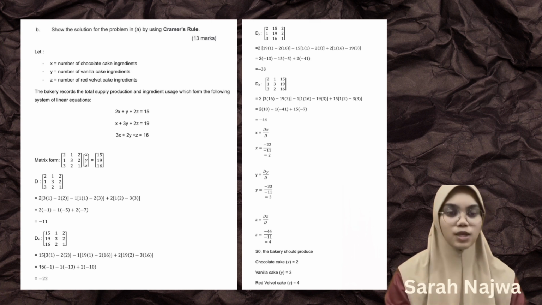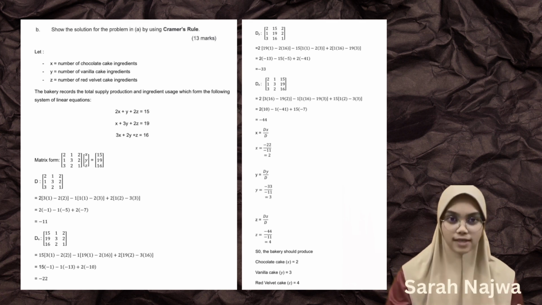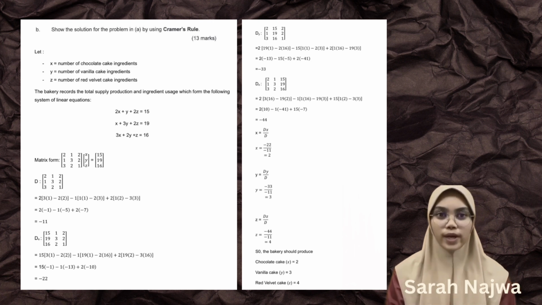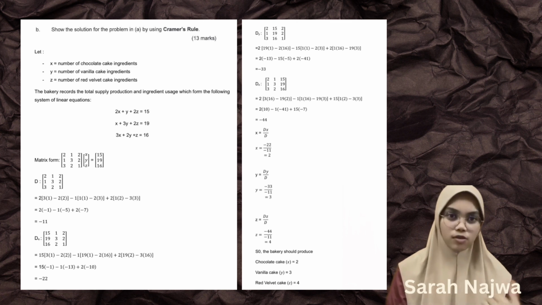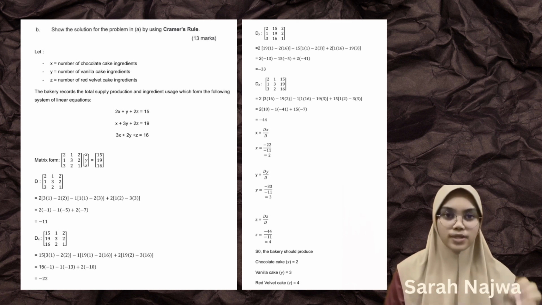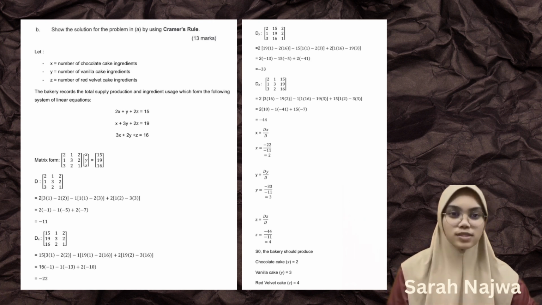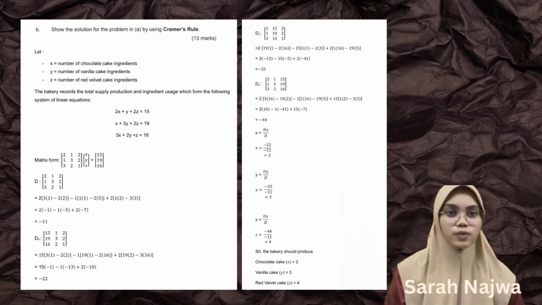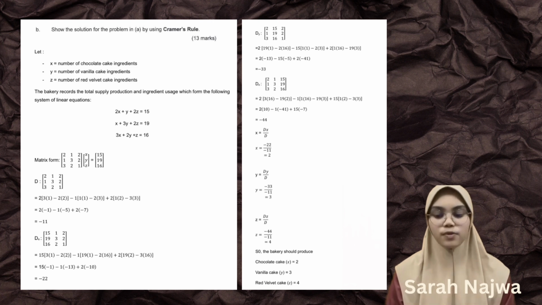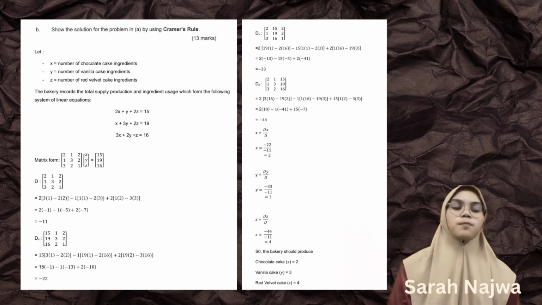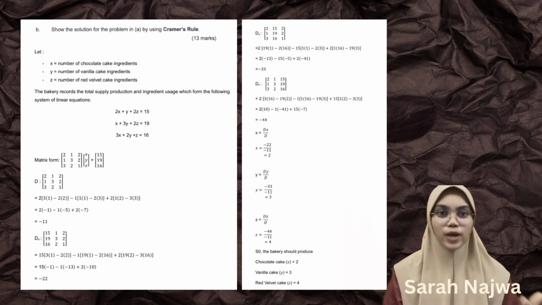Lastly, we find the determinant of z, which is dz. Same as dy and dx, we replace the third column with the constants, and the matrix becomes 2, 1, 15, 1, 3, 19, and 3, 2, 16. Then we substitute the values into the formula, and we get dz is equal to negative 44.